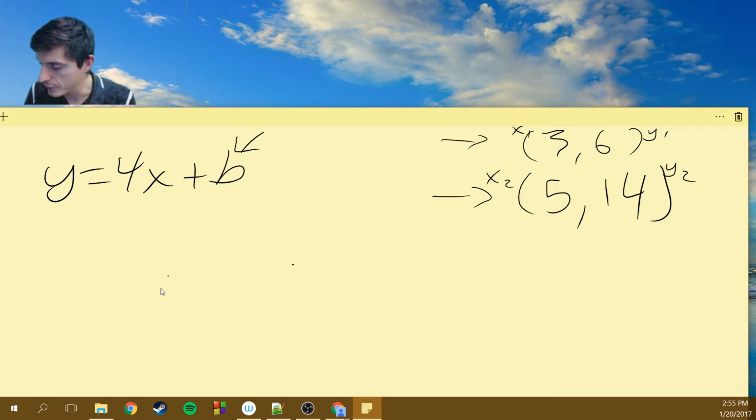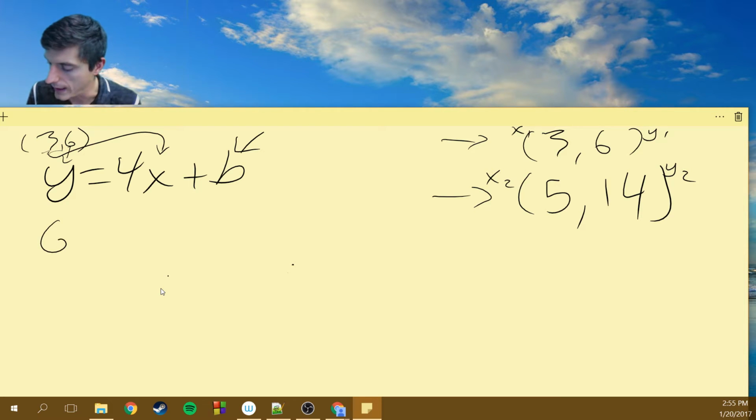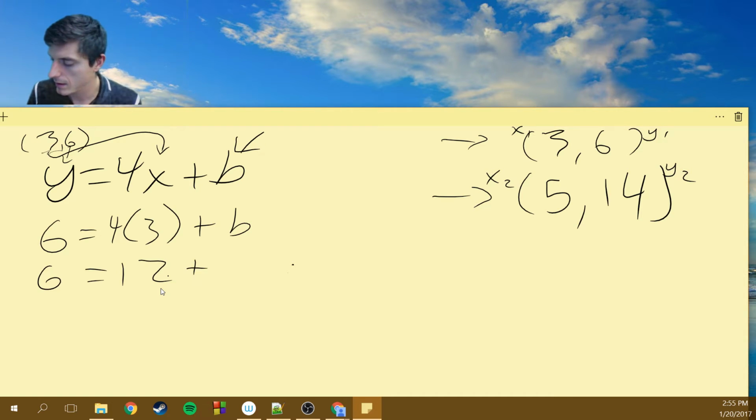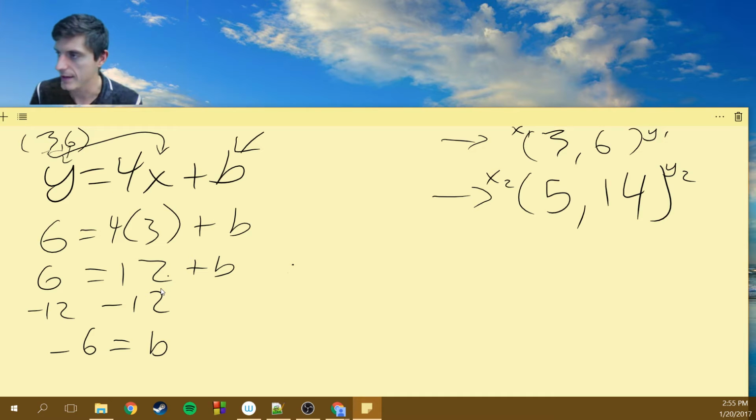So I'm going to choose the very first one, this 3, 6 point. 3 is my x value, so I'm going to plug in for x. And 6 is my y value, so I'm going to plug it in for y. So I get 6 equals 4 times 3 plus b. So if I want to get b all by itself, all I'd have to do is subtract 12 from both sides. And so I'd be left with b equals -6.